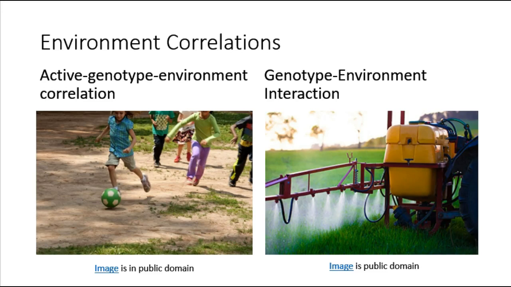And then the last one is the genotype environment interaction. That essentially says that depending on your genes, you may be more sensitive to certain environmental factors than others. So in the instance of pesticides, you may be more genetically likely to develop cancer from that exposure than someone else. So there's all these different ways of looking at how nature and nurture interact.